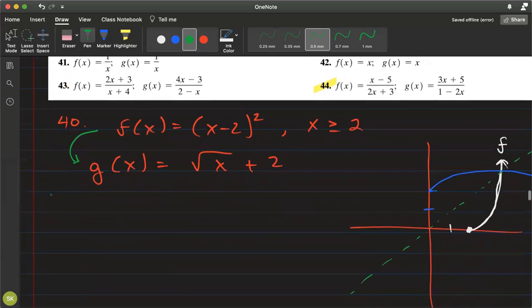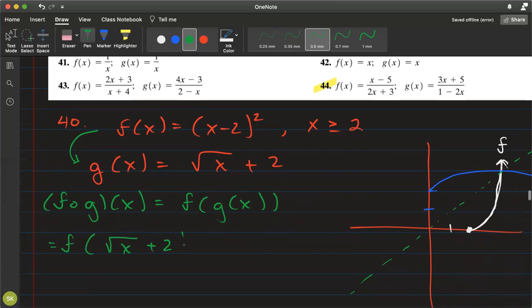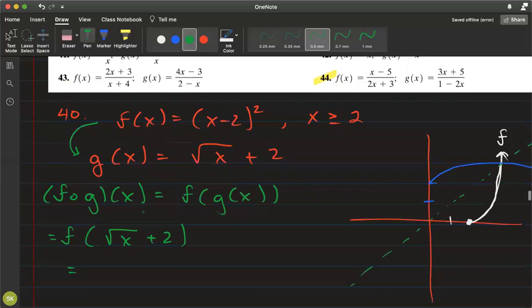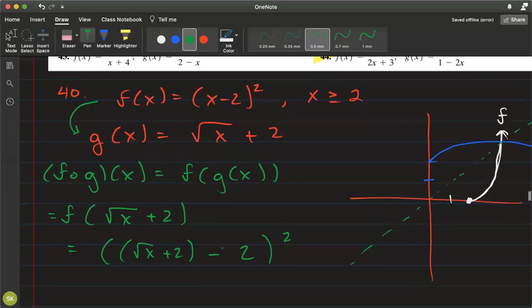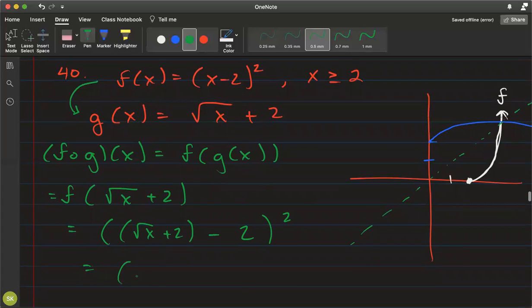So let's find f composed of g of x. So this is f with g plugged inside, which is f of the square root of x plus 2. So we're going to put inside f, which is (x minus 2) squared, that's the function f, and I'm going to put the square root of x plus 2 here. So you can see this and this cancel, and I get the square root of x squared, which is x.